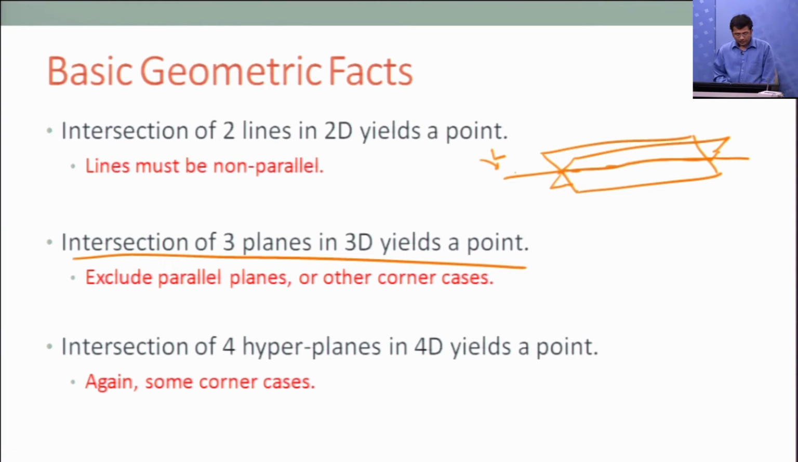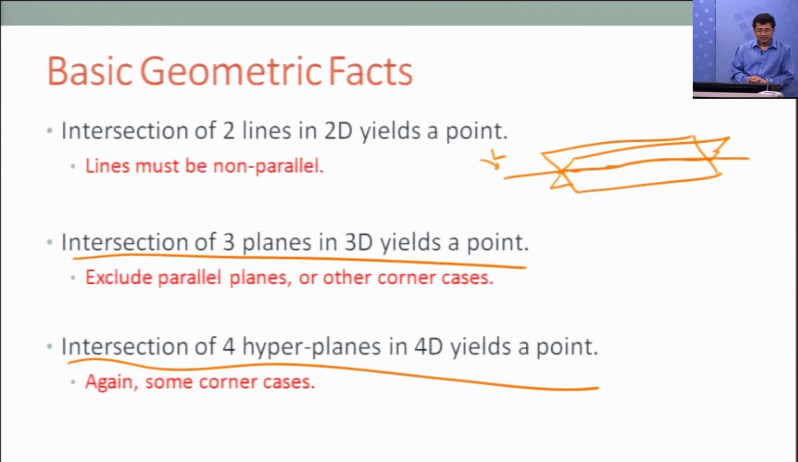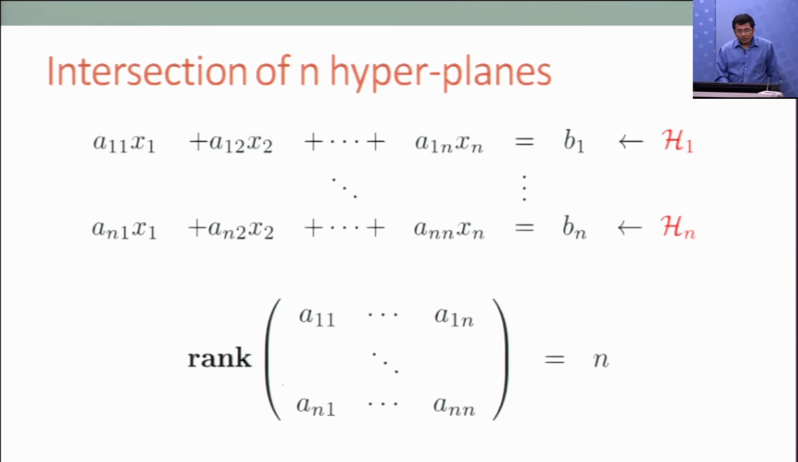Again, the intersection of 4 hyperplanes in 4D yields a point. Once again, you need this non-parallel constraint. And when you get to n dimensions, it becomes pretty hard to imagine under what conditions n hyperplanes intersect to give a point. So we go back to algebra, our very familiar territory, and we say n hyperplanes look like this.